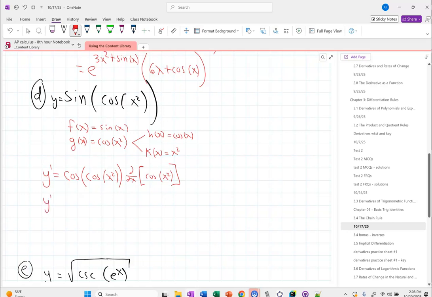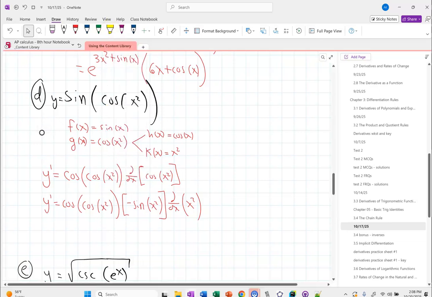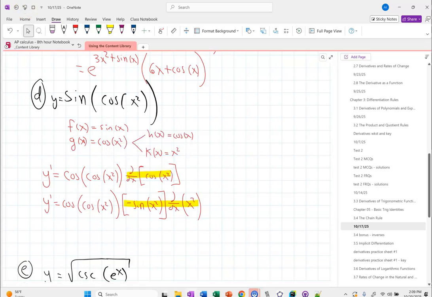When you're trying to take the derivative of a composition like this, you just treat it as a whole. It's another chain rule, right? The derivative of cosine is negative sine, and the inside stays the same, times the derivative of the inside, which is just x squared now, because we're only looking at this derivative.